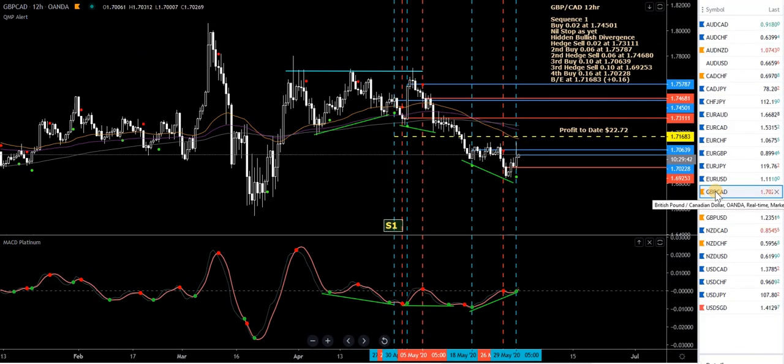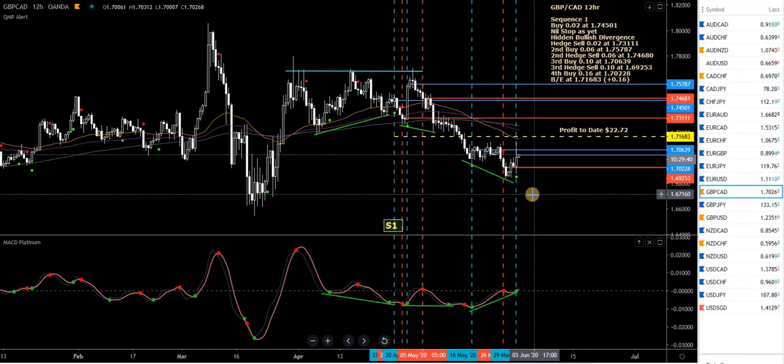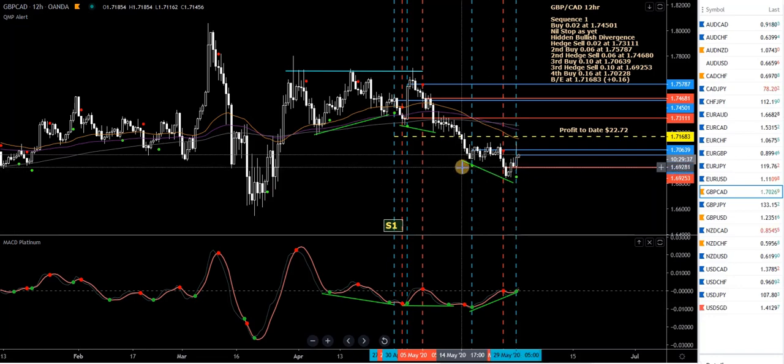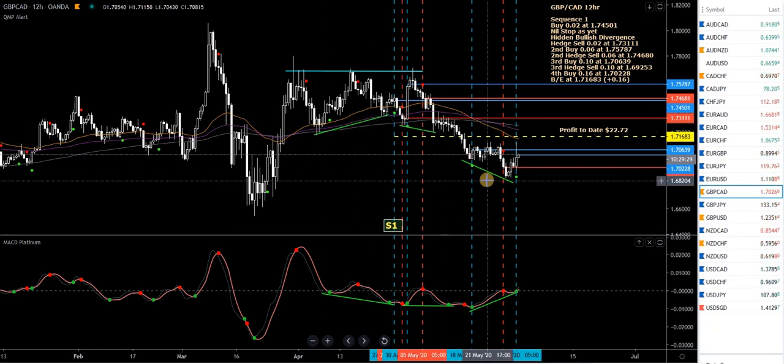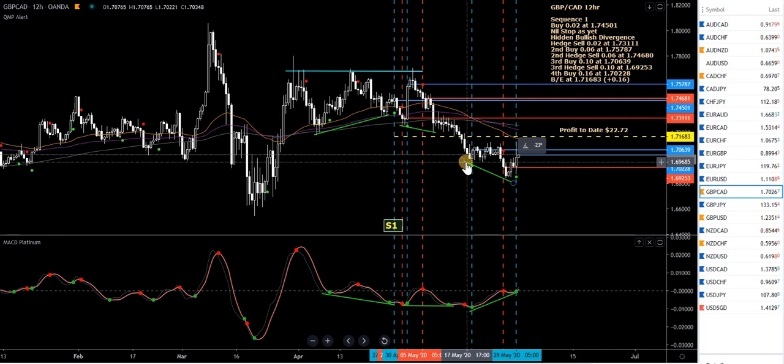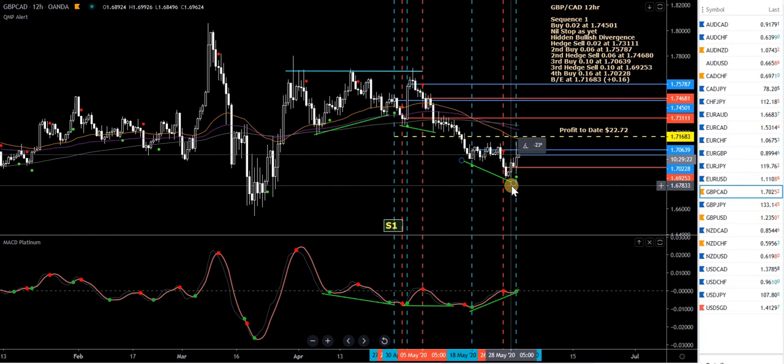Pound CAD was actually a new trade taken this morning. There's a buy signal here. We've got regular bullish divergence, as you can see. Regular divergence is designated by bearish. All right, let me start again. Bullish divergence is designated by green trend lines. Bearish divergence is red trend lines.